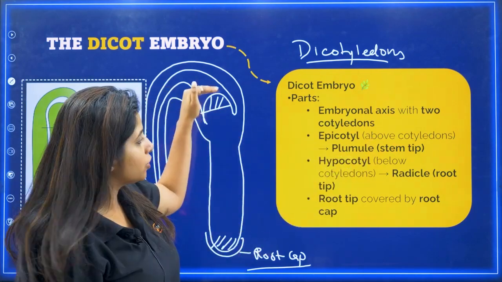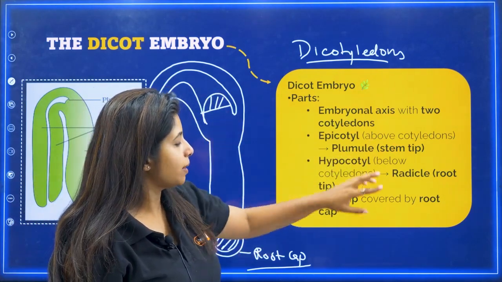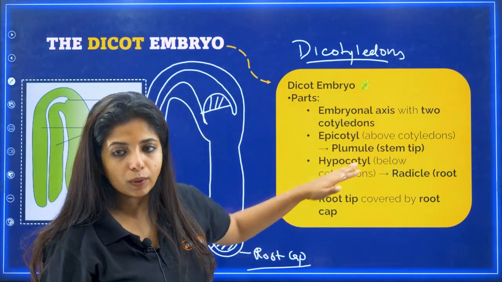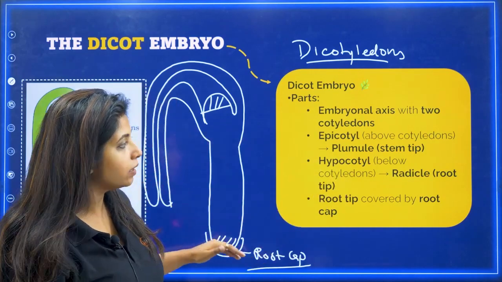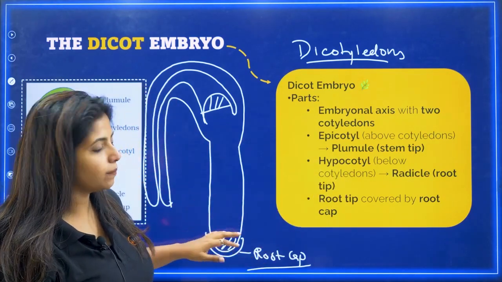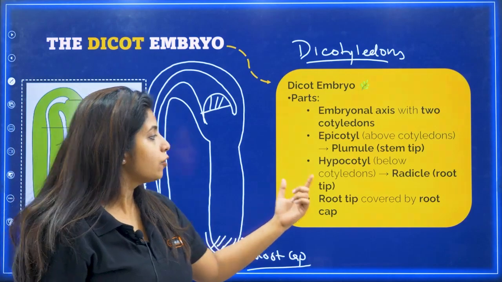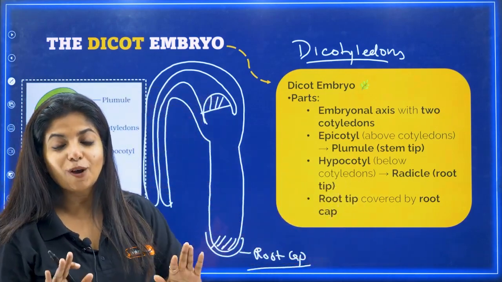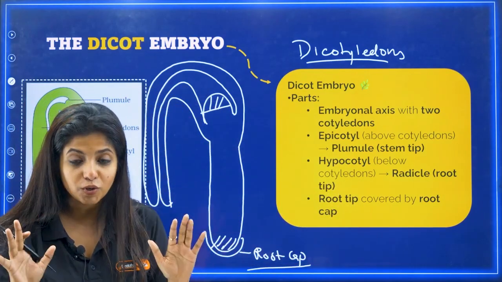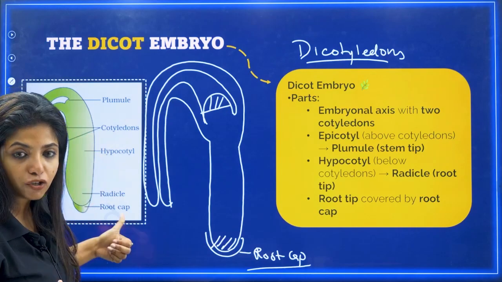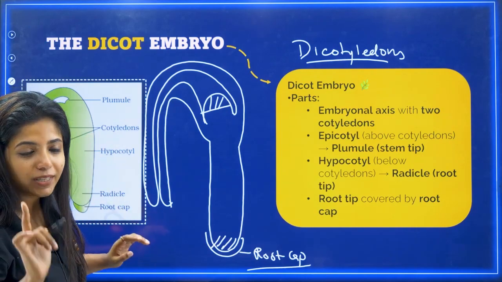epicotyl is the region above the cotyledons which has the plumule, the stem tip, or the future shoot. Hypocotyl is below the cotyledons, where the radicle is, the root tip or the future root. The root tip is covered by the root cap. This is about the dicot embryo. Always remember, this picture is important, you might be asked to draw it as well for your PU2 examination.